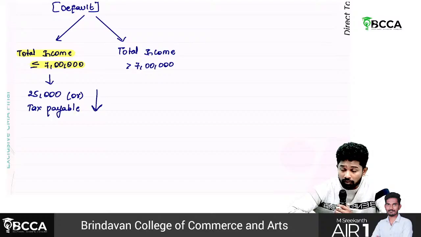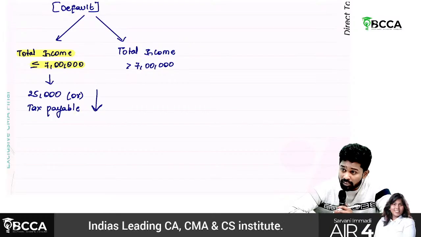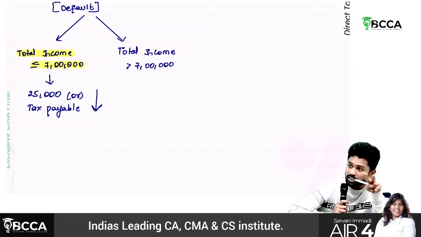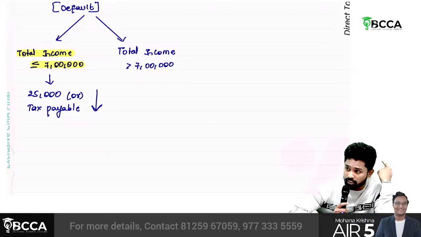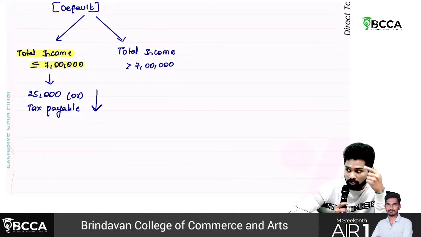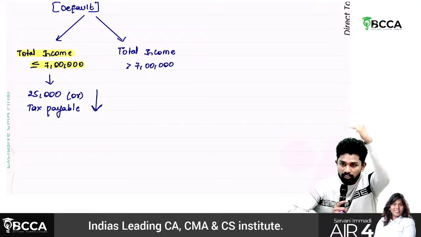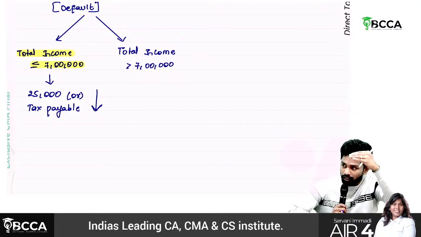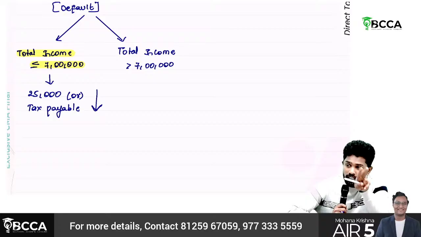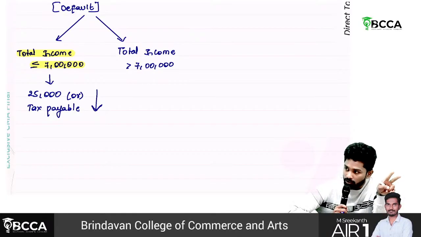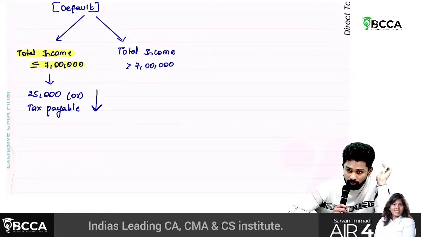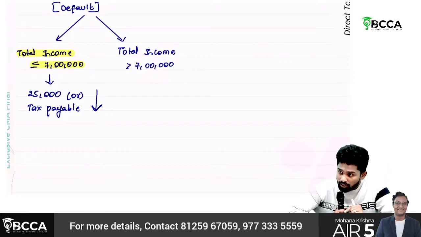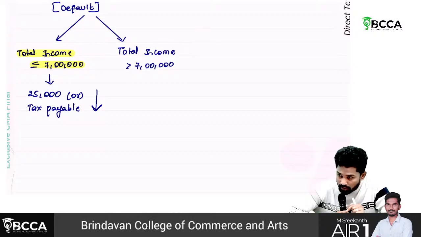Understand again, if you remember the format, this tax payable is without cess, because surcharge and rebate will come at the same step. After adjusting rebate only, we will go for cess. So the order is: first, tax on total income; then surcharge. Surcharge and rebate will not come at the same time; either surcharge will come or rebate will come. After that step, the third step is cess. That's why here it is 25,000 or tax payable, without cess.